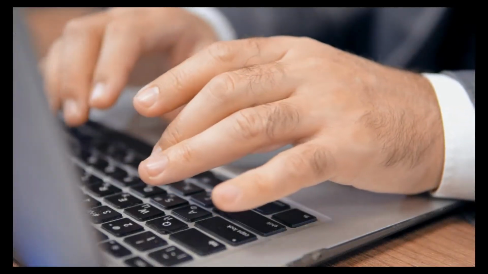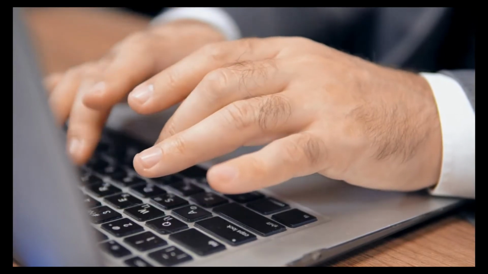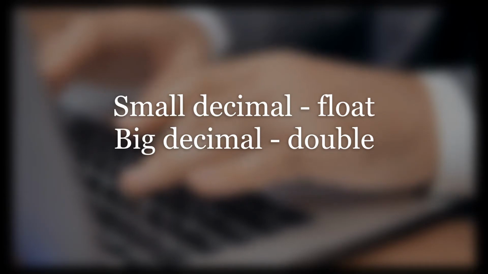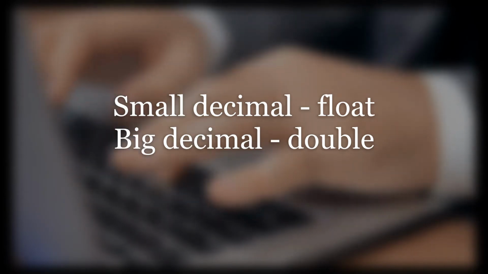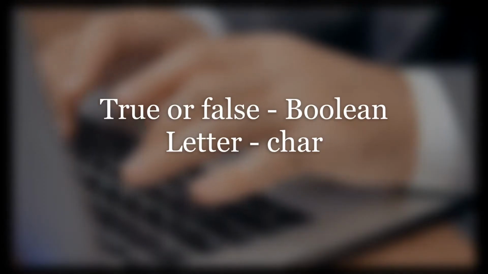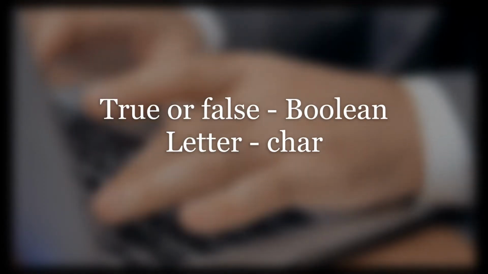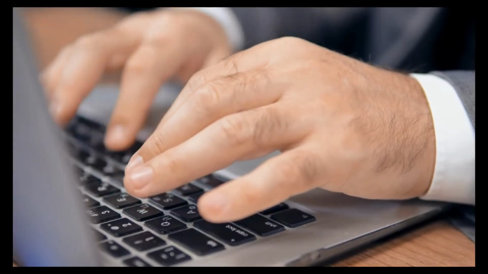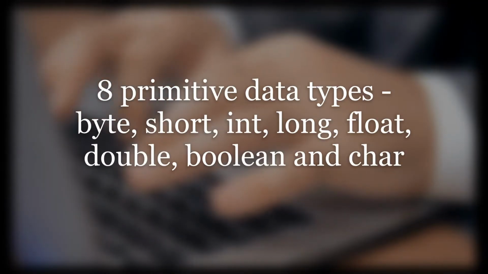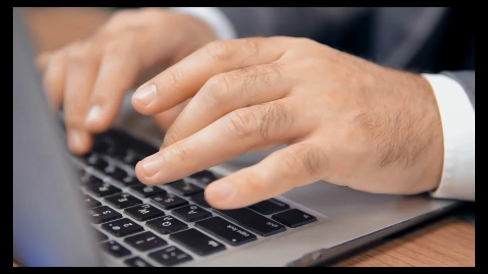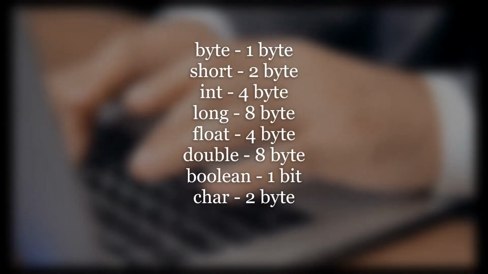Similarly, to store a small decimal number, we have float, and to store a very big decimal number, we have double, and to store a value like true or false, we have boolean, and to store a letter of the English alphabet, we have char. So in total, we have 8 primitive data types. Each data type takes up different space in memory, as you can see in the table on your screen right now.